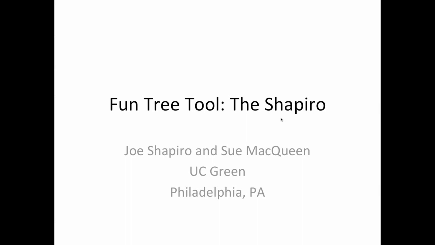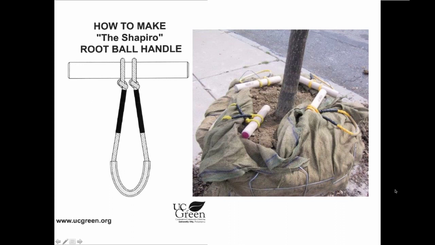The way I got this idea was, at one time, we had some smaller trees delivered to us in wire baskets, and the nursery had actually given us handles to work with the wire basket. The handles they gave us were made out of plastic, and they had basically a figure eight shape.